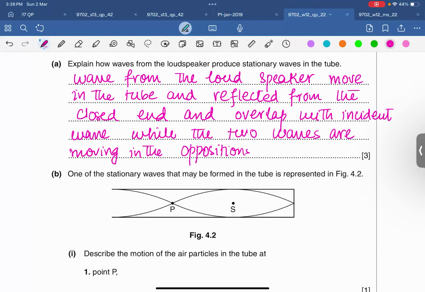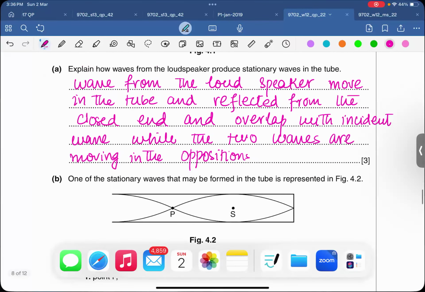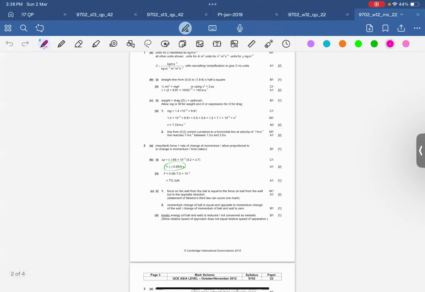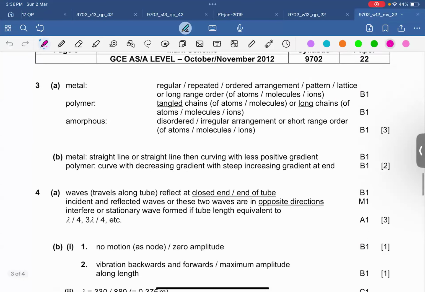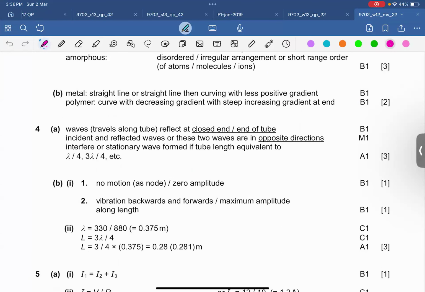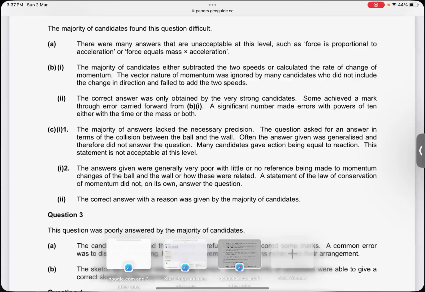I think that's it. Let's see the marking key and then examine the report, and then we'll move on. Question 4. They're saying waves travel along the tube, reflected at the closed end of the tube. Incident and reflected waves, or these two waves, are in the opposite direction, we wrote that down. They interfere, or a stationary wave is formed if the tube length... so they're mentioning the tube length as well. We didn't mention that, so we may lose 1 mark, but let's see what the examiner says.